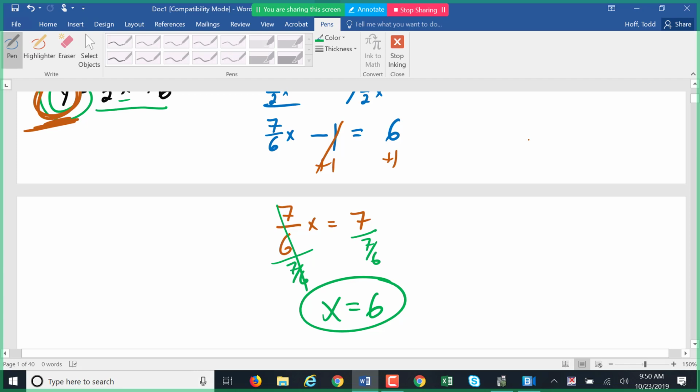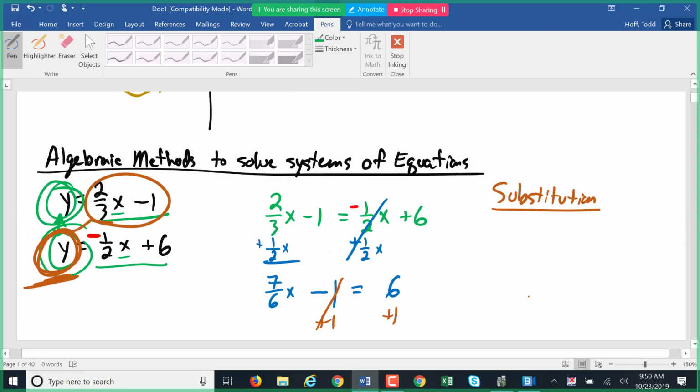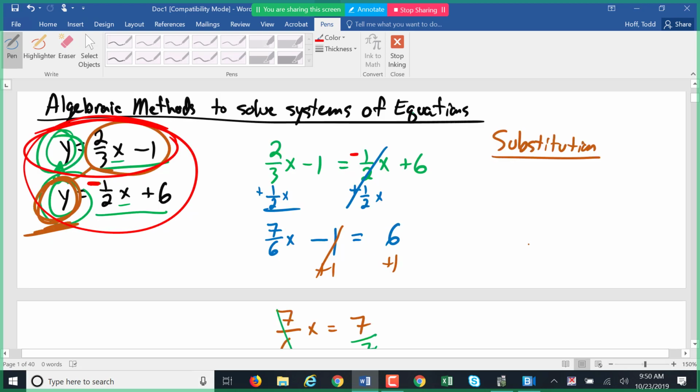But that's only half of the solution. The solution to this is going to be an ordered pair. We have a value for x, but we also need a value for y. So knowing that x equals 6, we can come back up to either one of these original equations. I'm going to pick the top one because there's no negatives in it. I just prefer to not work with negatives.